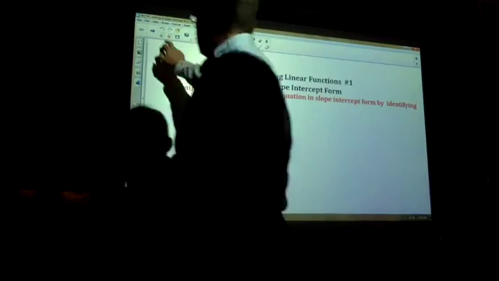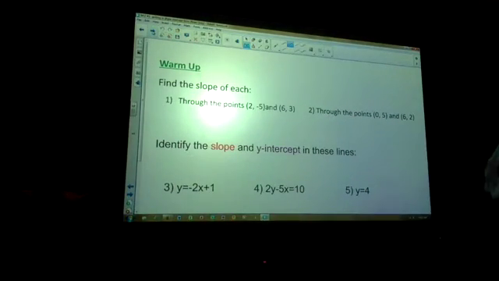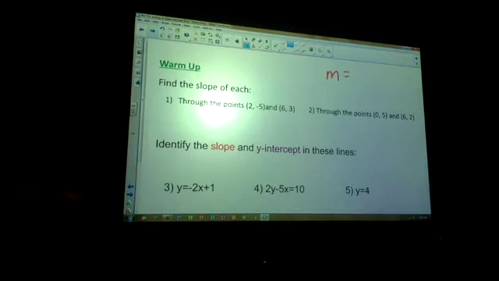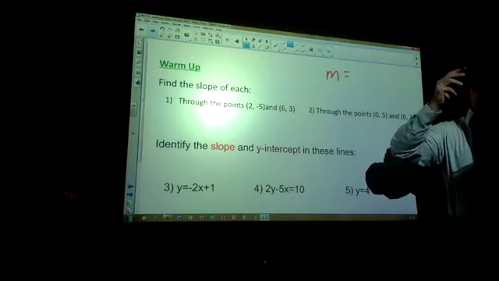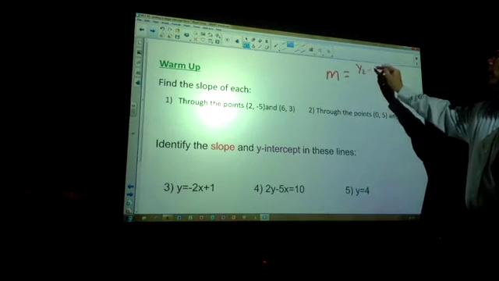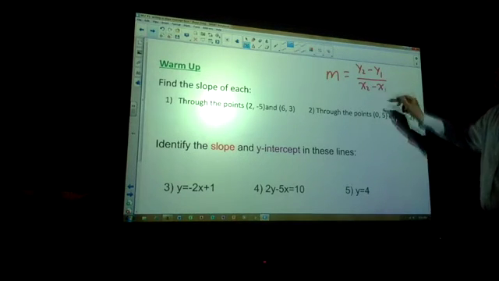Cool. All right, warm up. First off, let's remember the slope equation. I'll help you with this. What's the rest? What is it? Anyone remember the slope equation? y equals mx plus b. y2 minus y1 over x2 minus x1.